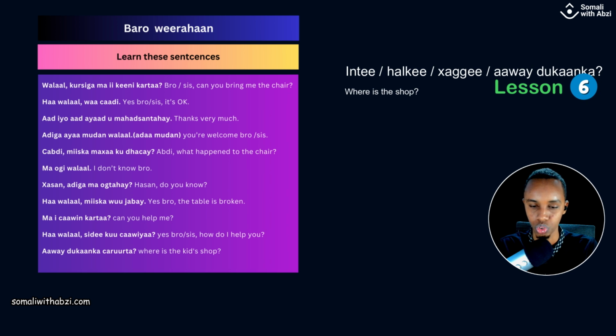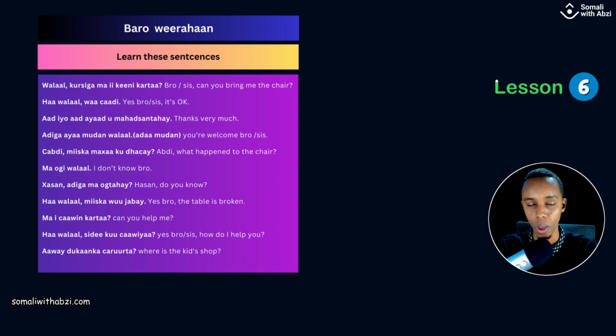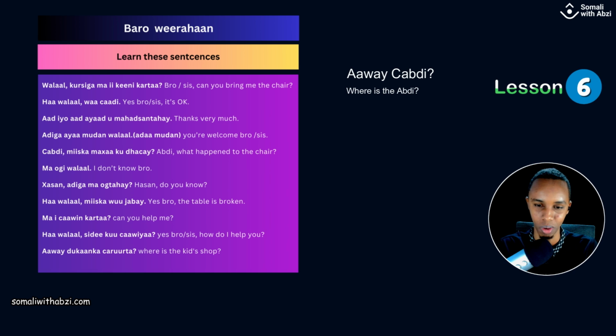And aaway is also useful for everything, location and people. Aaway dukaanka. Yeah? But if you're going to say, where is Abdi? You can say aaway Abdi, but you cannot say halkee waaye Abdi because Abdi is not location. Xagee waaye Abdi, or intee waaye Abdi, or halkee Abdi. You can't say that because halkee and xagee and intee is for only location. But aaway you can use for everything.